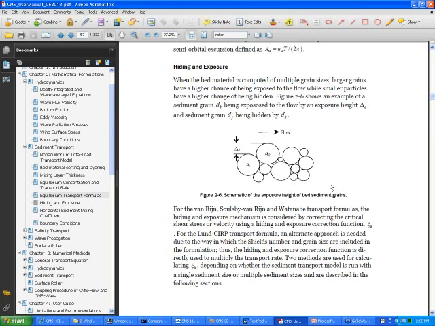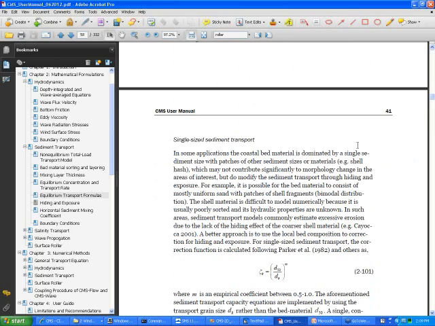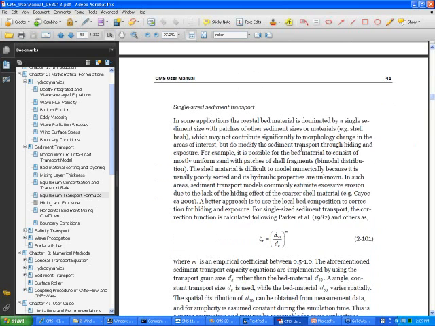But at the same time, the bigger grains are more exposed to the flow because they're sticking out from the bed, and that's what we call exposure. And this process is accounted for by a simple correction function that we include in the transport formula, as I mentioned earlier. The way it's applied depends on the formula, and there are also empirical coefficients associated with this parameter that vary for each formula. I'll go into that in a second.